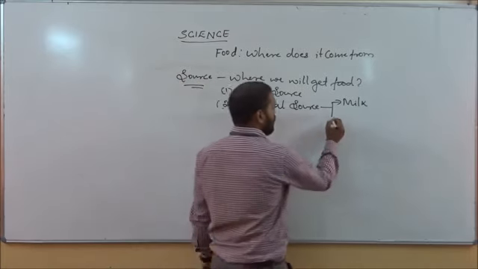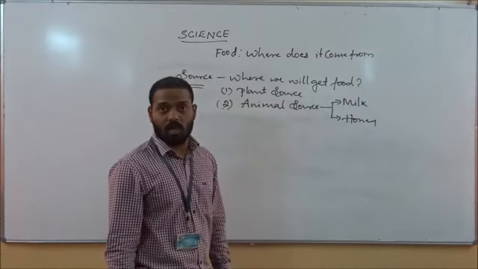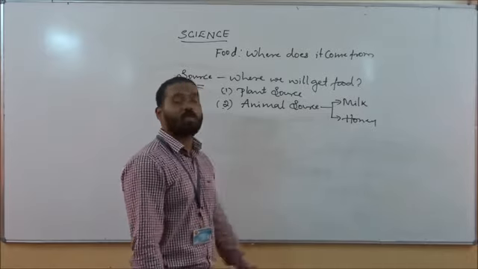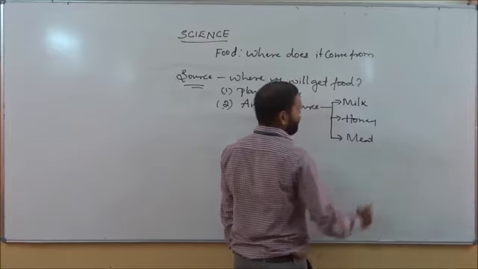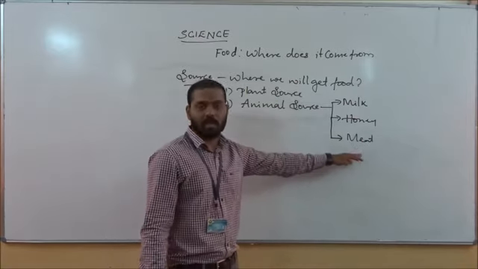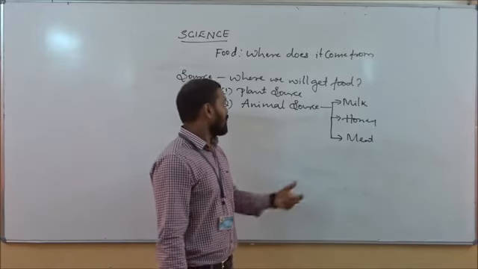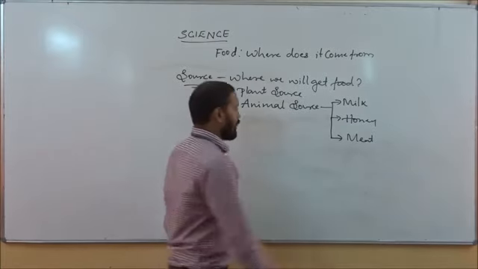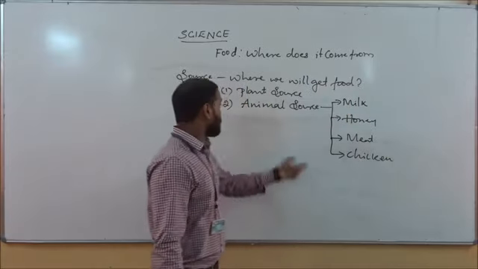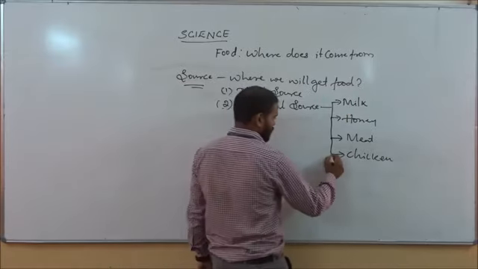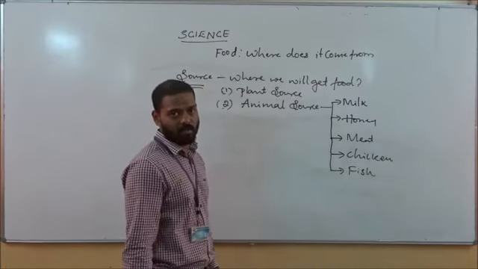Then honey. This honey is also obtained from the animal source. Honeybees provide the honey, so honey can also be used as food. Then meat. Many animals we use directly as meat food items, like goat and sheep. We can use them as food directly. And chicken also is food which we get from the animal source. Then fish. This is also one kind of food material we get from animal sources.